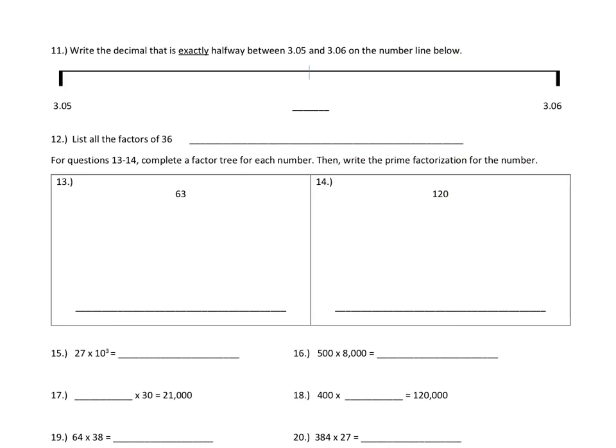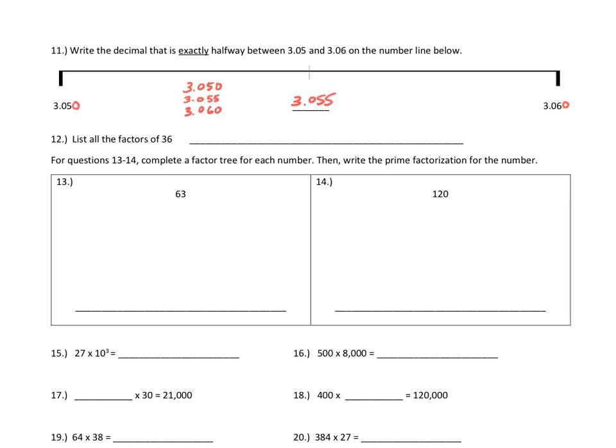Question 11 says write the decimal that's exactly halfway between 3 and 5/100ths and 3 and 6/100ths. So I'm going to make equivalent decimals here by placing a 0 in the thousandths place. And now I just need to figure out what's exactly halfway between 3 and 50 thousandths and 3 and 60 thousandths. And it looks like that's going to be 55. And then I can fill in everything else. So my answer is 3 and 55 thousandths.